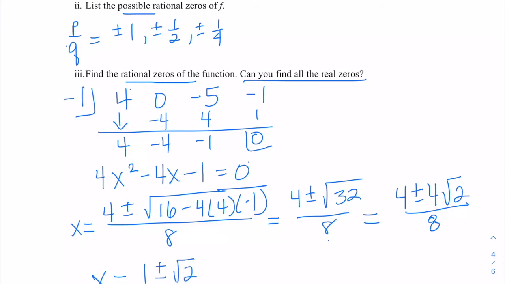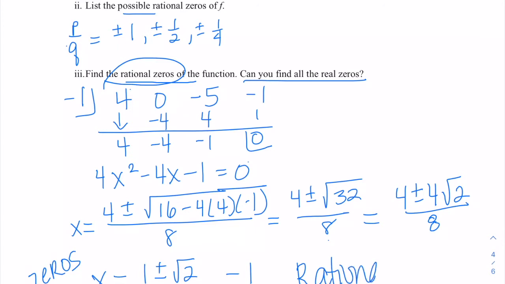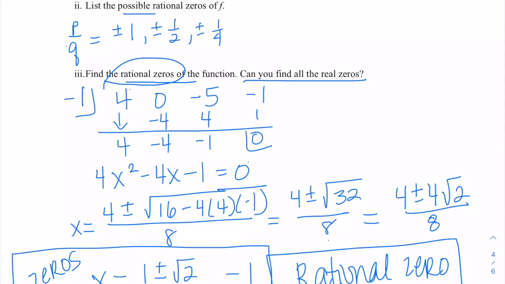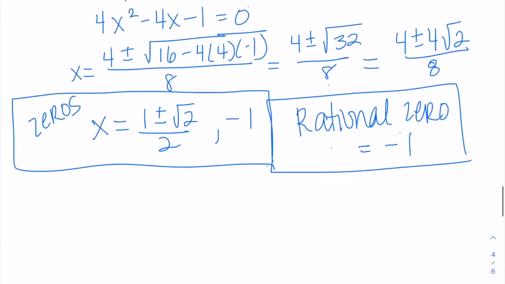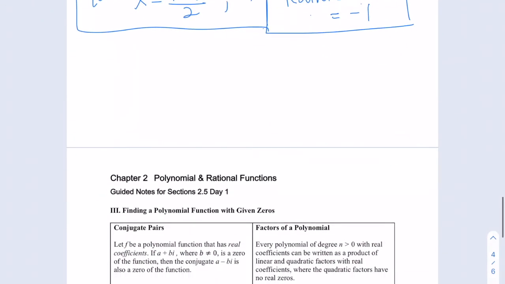So if we're going to put all the zeros, it would be those 2 and our -1. But when it says what's the rational zero, we only have one, which is -1. So one rational zero, and then I'll just put zeros all together. We're going to have two irrational zeros. Okay, now let's consider those factors.